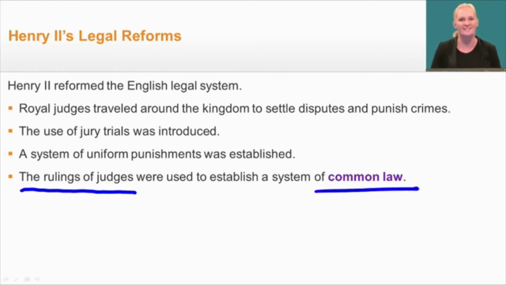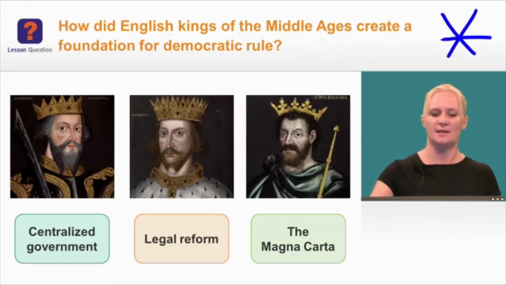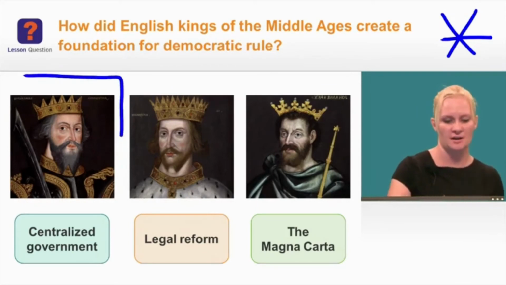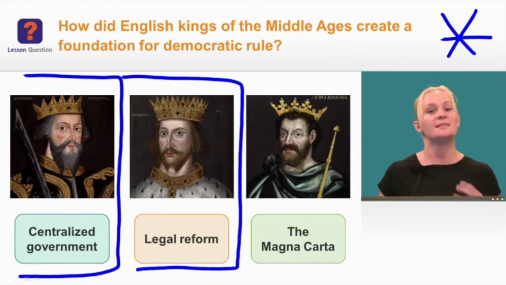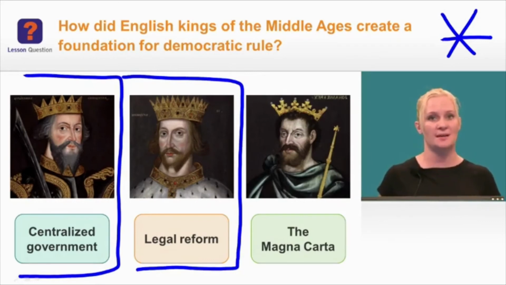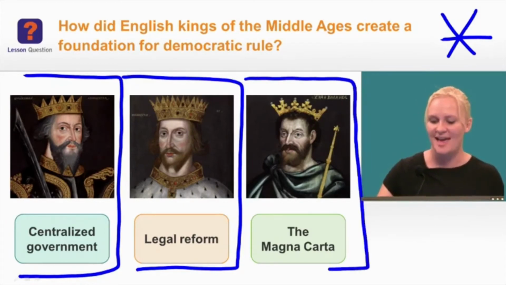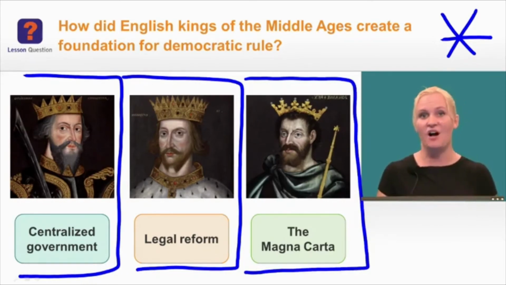And it established common law. Our lesson question is, how did English kings of the Middle Ages create a foundation for democratic rule? Well, we're really on our way to answering that question. We've spoken about William the Conqueror and how he was able to centralize government. We've spoken about Henry II and how he implemented legal reforms, some of which are still used in modern-day U.S. society now. Now we're also going to talk about a less popular king, King John, and how his rule made other nobles insist that he sign a document called the Magna Carta.